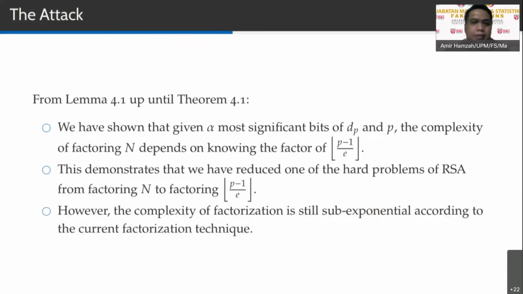So that is the ultimate result in our attack. From here we can see that it's very important to know the factor of the floor of (p minus 1) over e to conduct our attack. This is a very important observation that we make: we can reduce the hard problem of RSA from factoring n to factoring the floor of (p minus 1) over e. So we can redirect our focus, our energy, to factor the floor of (p minus 1) over e. However, of course, the complexity of this factorization is still sub-exponential according to the current factorization technique.